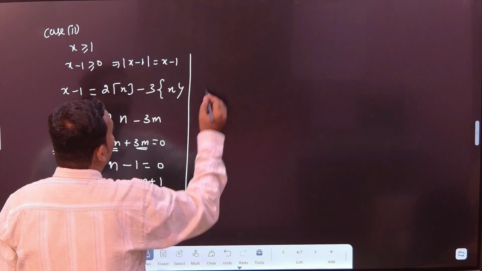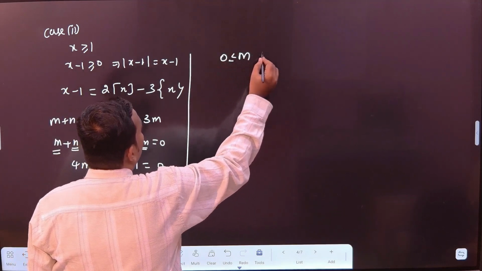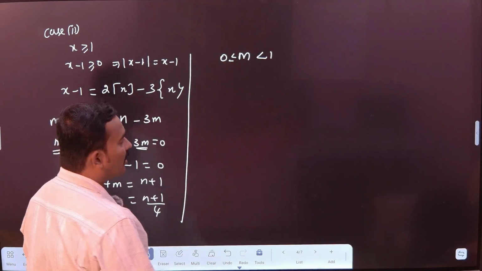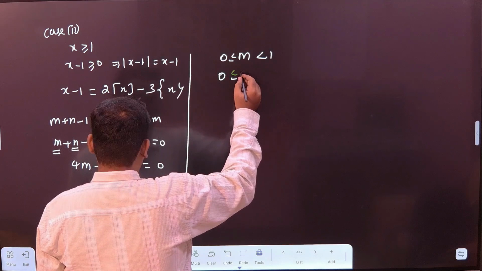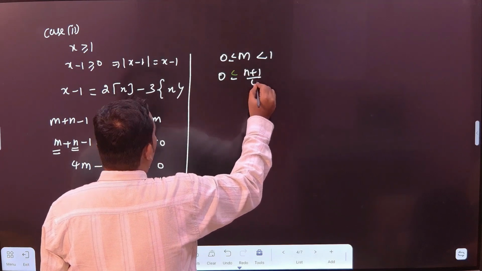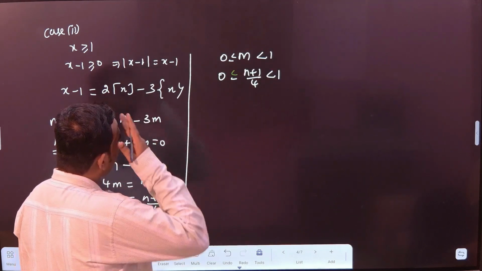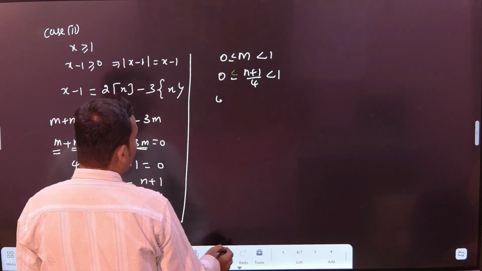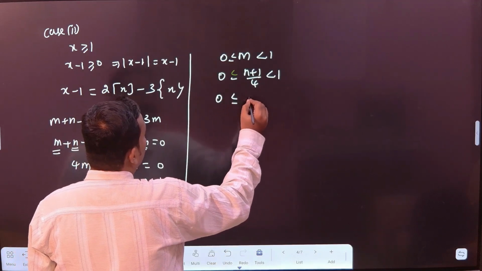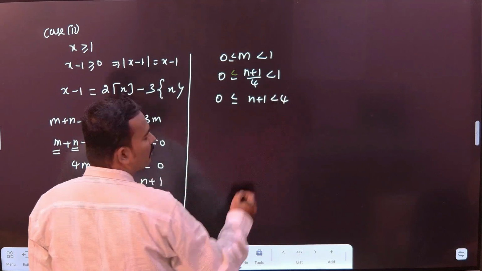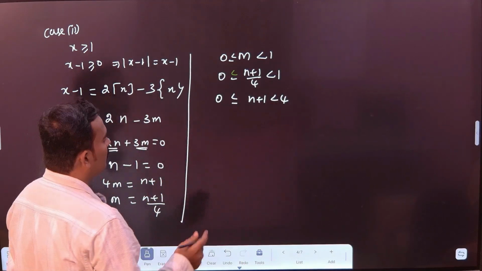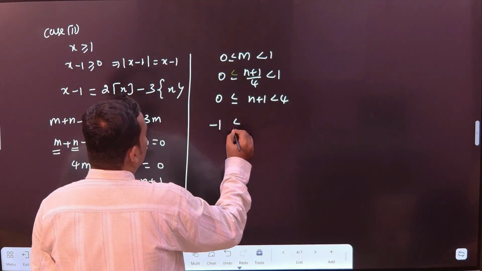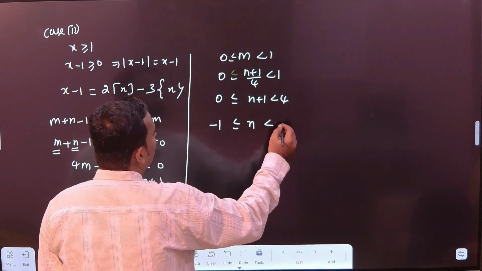Okay, but you know that the range of m is what? 0 to 1, it's a fractional part function, right? So 0 less than (n plus 1) by 4 less than 1, right? Now you can multiply by 4. What will we get? 0 less than n plus 1 less than 4. Now you can add minus 1, right? What will we get? Minus 1 less than n less than 4 minus 1, which is 3.